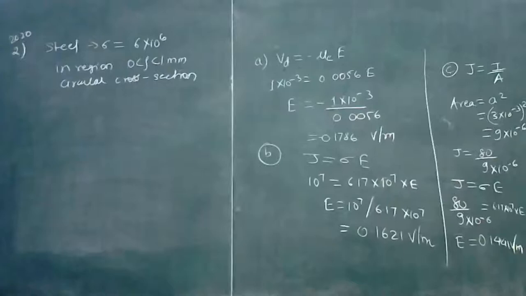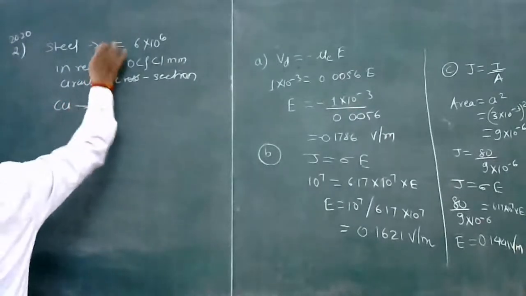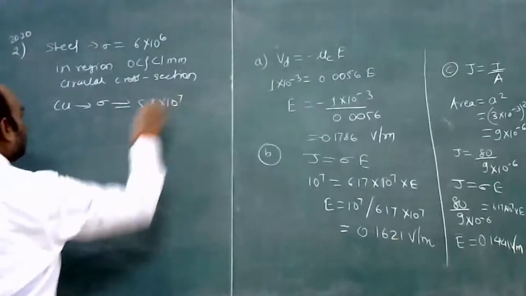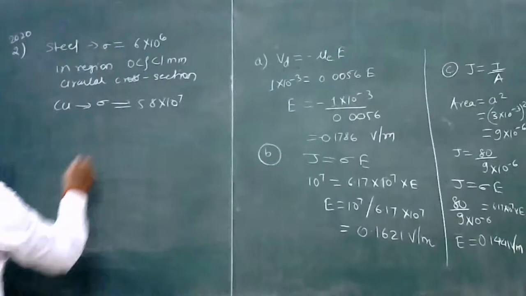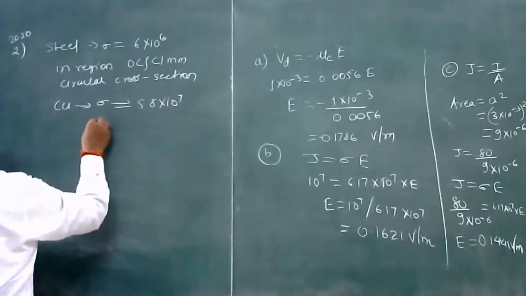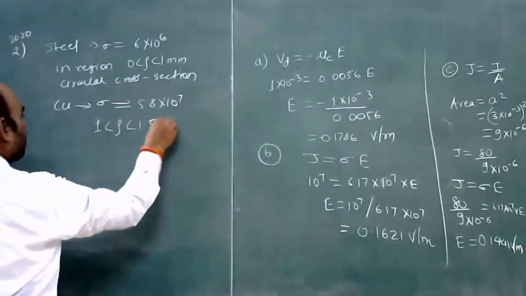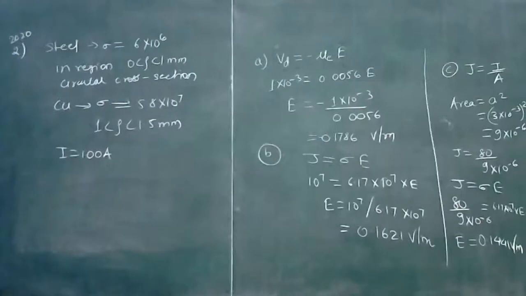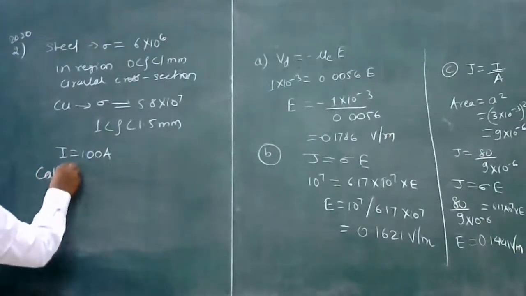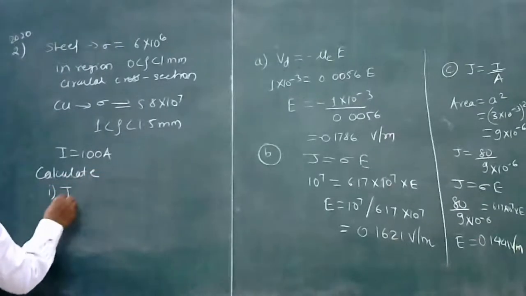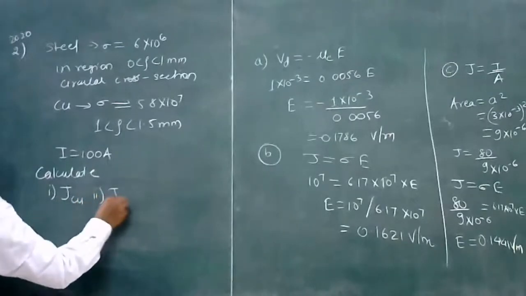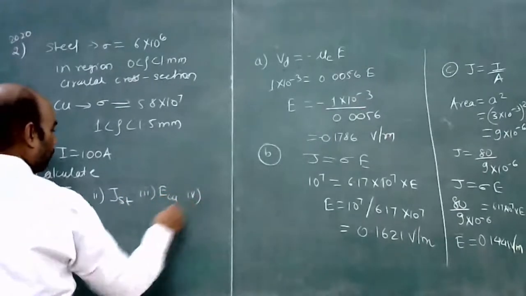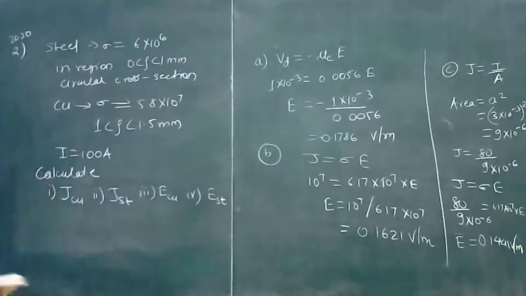And another conductor, copper, is given. Sigma is equal to 5.8 into 10 to the power 7, and rho lies between 1 and 1.5 mm. Total current is 100 mA. Calculate: first, J copper; second, J steel; third, electric field intensity in copper; and fourth, electric field intensity in steel.